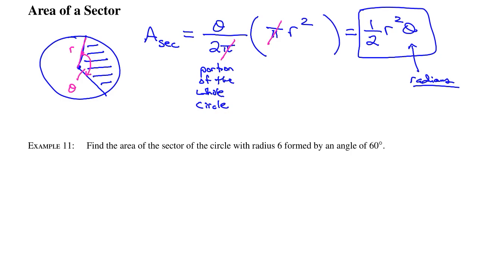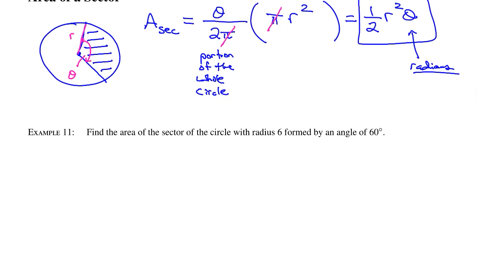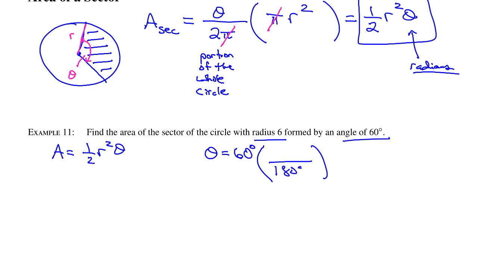Example 11. Find the area of the sector of the circle with radius 6 formed by an angle of 60 degrees. So we want to use this formula. Area is equal to 1/2 r squared theta. Radius of 6 is no problem. Angle of 60 degrees is a slight problem, because what we need is the angle theta to be in radians. So let me go ahead and convert this to radians. So we'll divide by 180 degrees and multiply by pi radians. And that's going to be pi over 3 radians.